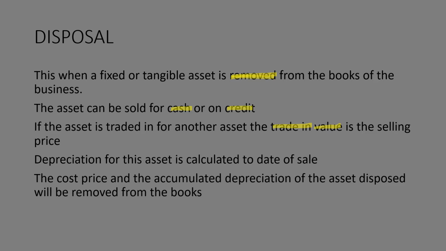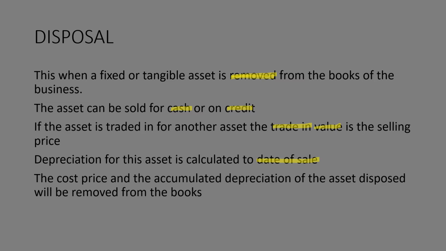Depreciation for this asset is calculated to date of sale. If you sell at the beginning of the year, it's easy. If you sell it at the end of the year, it's quite simple, because you calculate depreciation for the full year. At the beginning of the year, there's no current depreciation, because it is the first day of the year. So it becomes a bit easier.